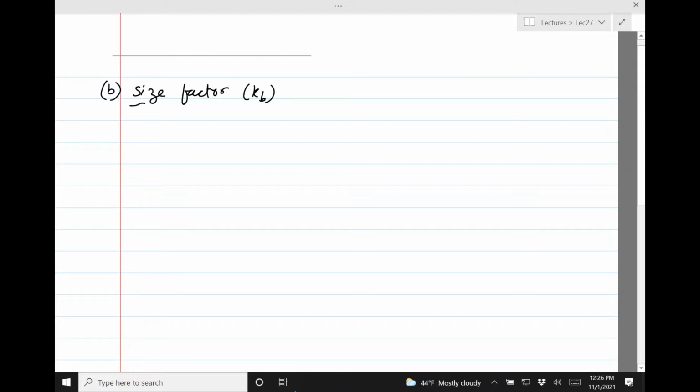That's KB. Okay, now this is a little bit more complicated. So when we did this test, and this was some time back when I showed you the test specimen, when you load that test specimen, you actually rotate the specimen. And the specimen is round.